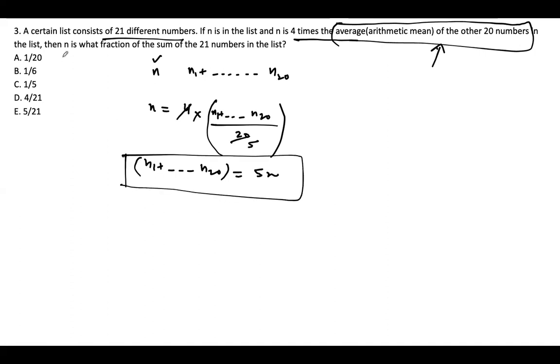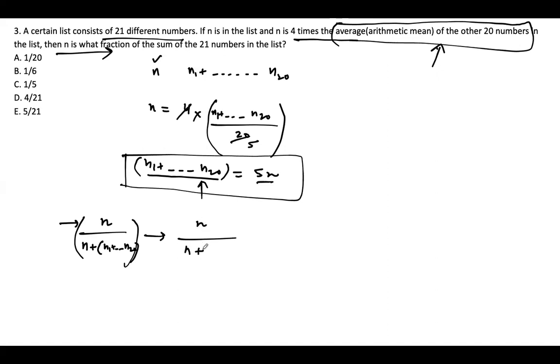Now what is the question saying? n is what fraction of the sum of the 21 numbers in the list? So we need to find n upon n plus n1 plus n2 till n20. Do we know n1 till n20 in terms of n? Yeah, 5n. So n upon n plus 5n, which is n by 6n, which is nothing but 1 by 6.